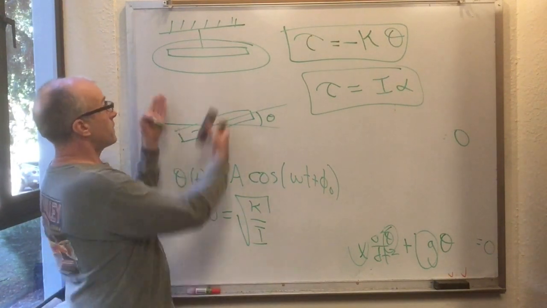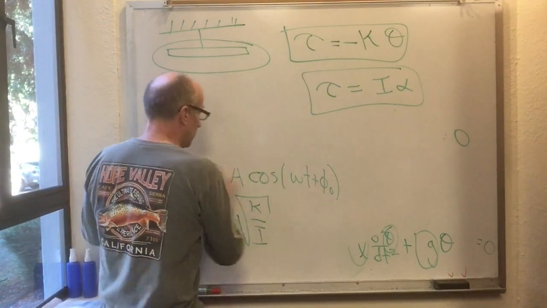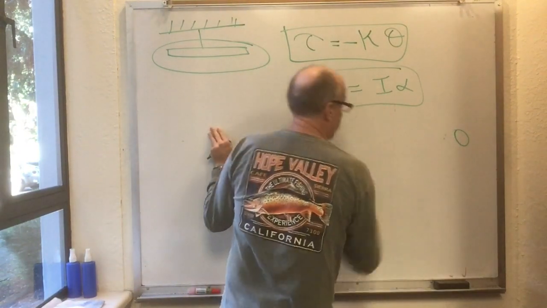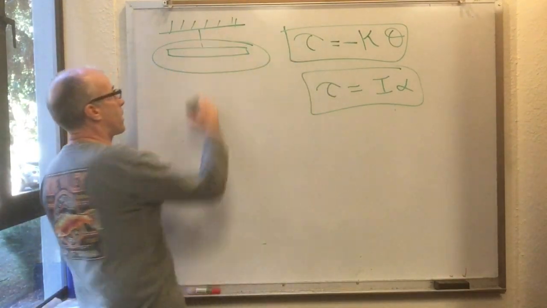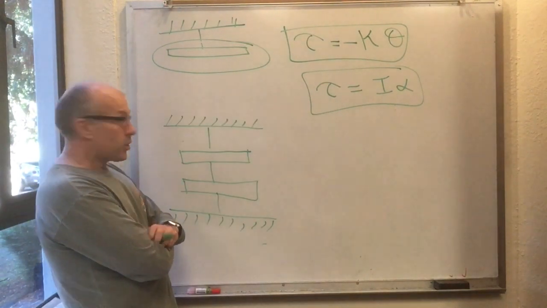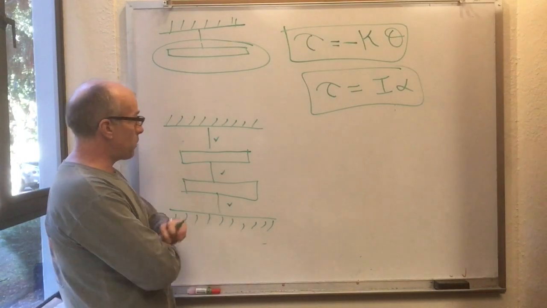Okay, so this is a solved problem. Let's go on to a more complicated one. Trust me, I'm building you up to the 75 rod case. We've started with one rod. Let's go on to two rods. So now we have two rods and one, two, three wires.